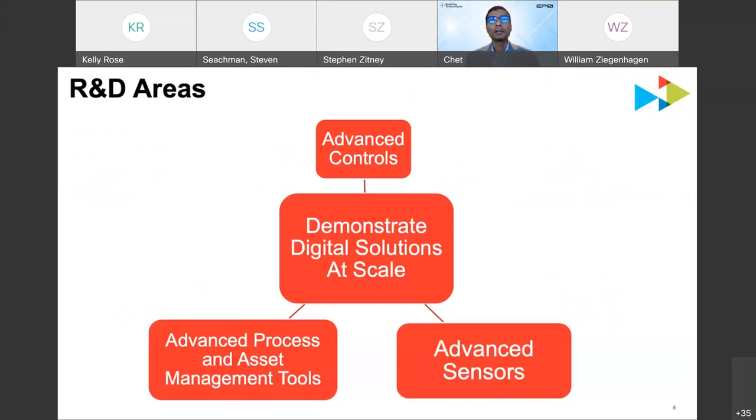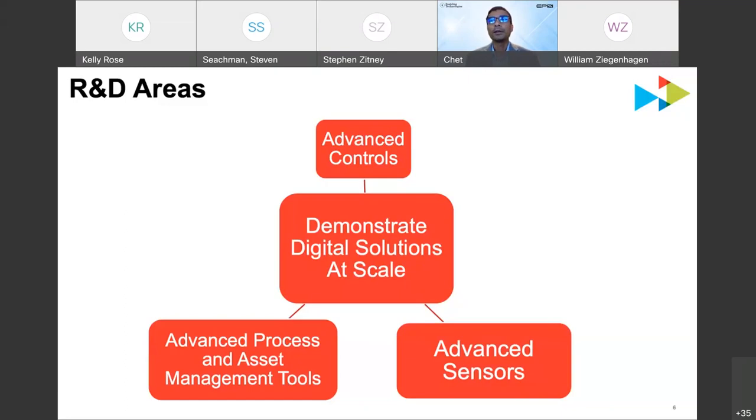So we are mainly looking at three R&D areas in the area of controls and analytics. The first one is the advanced controls. We use controls to run our power plants. Can we use advanced controls to improve our process control loops? There are some process control loops that are hard to control with existing PIDs. So can we use some advanced controls to improve the process control of these control loops?